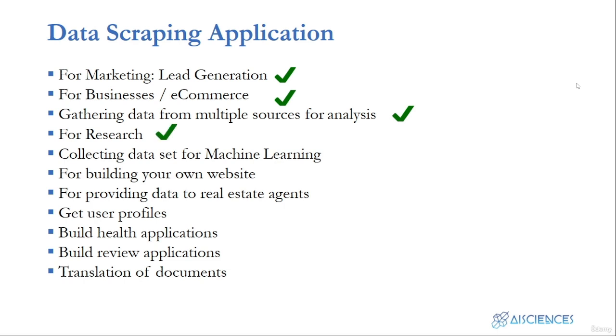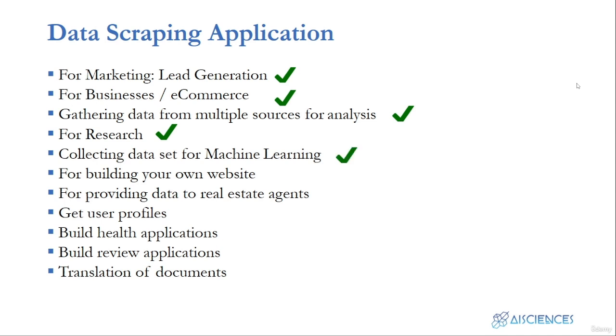The next point, collecting datasets for machine learning. So web scraping helps you gather data for testing and training your machine learning models. The quality of your machine learning models actually depends on the quality of the training data used, and when the data is not readily available, you can employ web scraping to collect it from various websites.